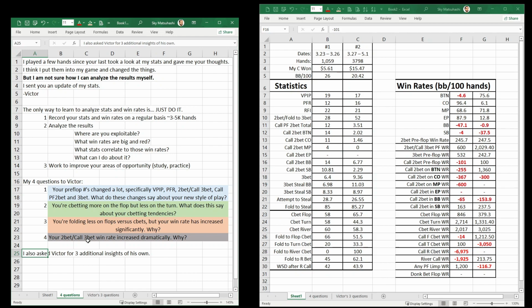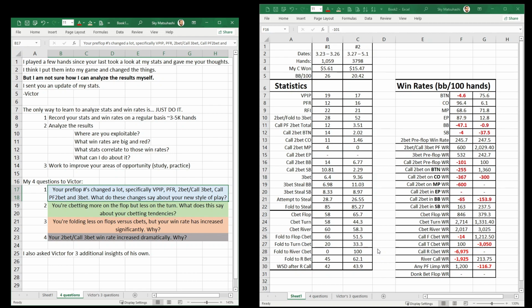What I would like you to do right now is read each of these questions. Imagine these are your numbers. You turned these numbers in to me, and I asked you these questions right here. Pause the video. Read all 4 questions, but answer them for yourself as if these are your numbers. This is going to be great practice in analyzing statistics and win rates. So take a few moments, pause the video, and do that for yourself.